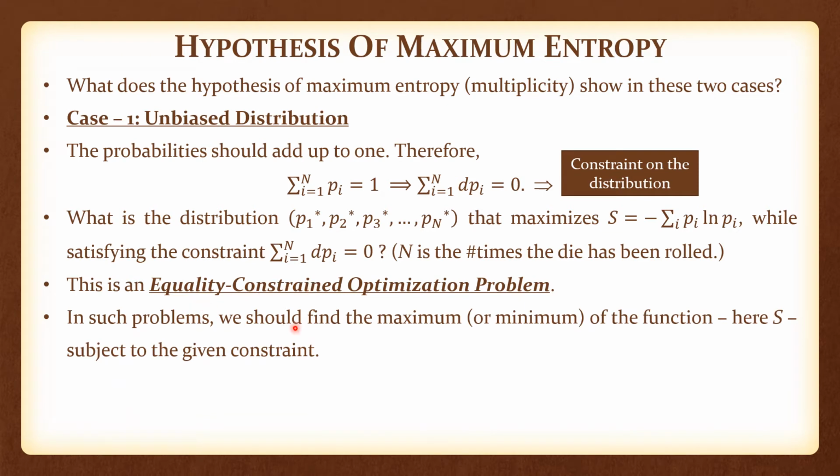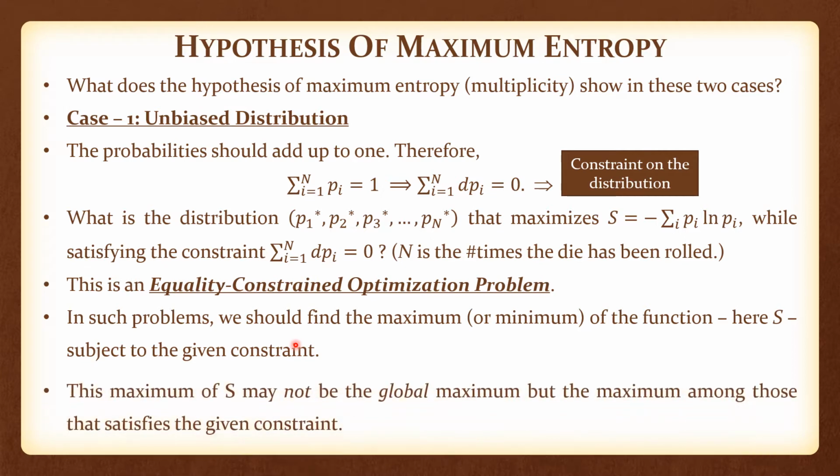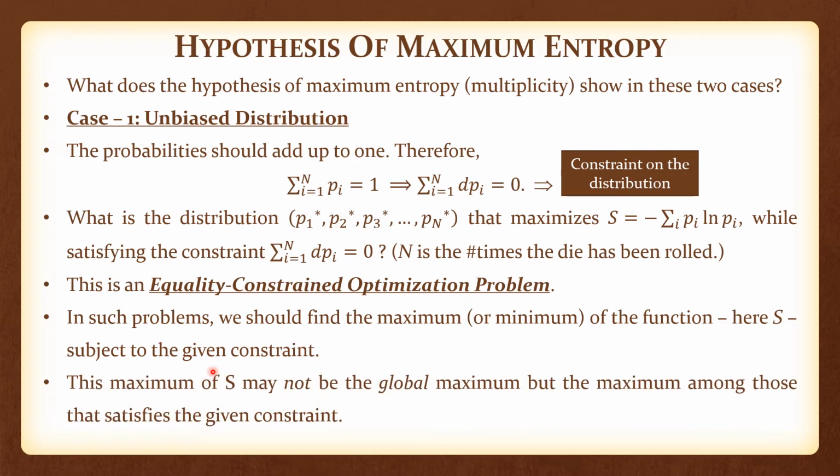In such problems, we should find the maximum or minimum, in this case the maximum, of the function S subject to the given constraint. This maximum of S may not be the global maximum, but if you look at all the possible values of S that satisfy this constraint, it will be the maximum among those values, right? So this is what we have to try and find out.